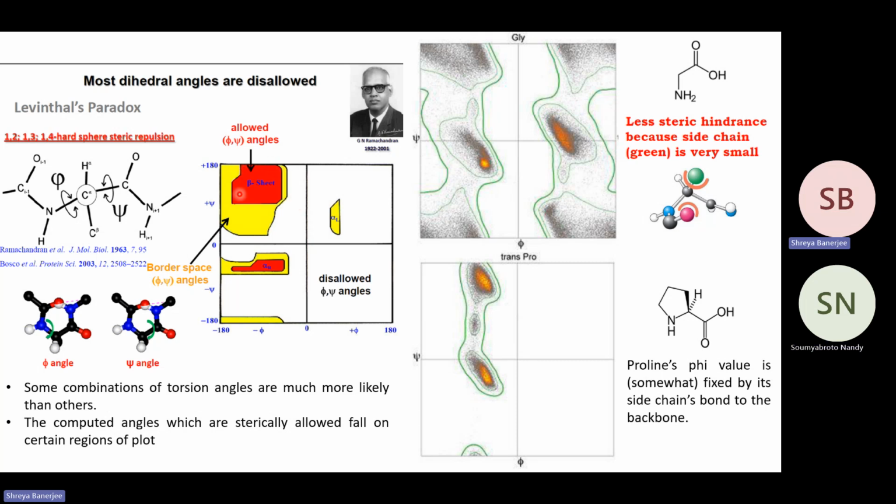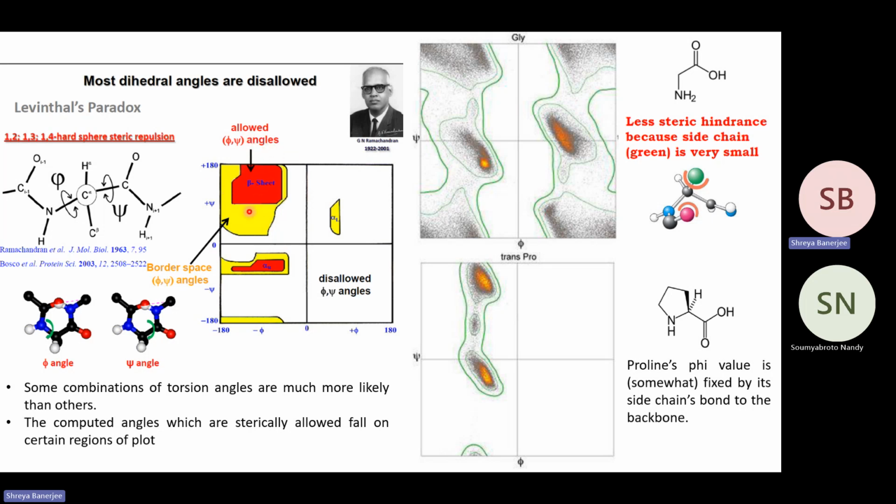And you can see this red region is the alpha R, meaning the right-handed alpha helix. This red region is the beta sheet. So when the polypeptide adopts phi and psi values in this range, it forms a right-handed alpha helix. If the polypeptide adopts phi and psi angles in this range, it will form a beta sheet.